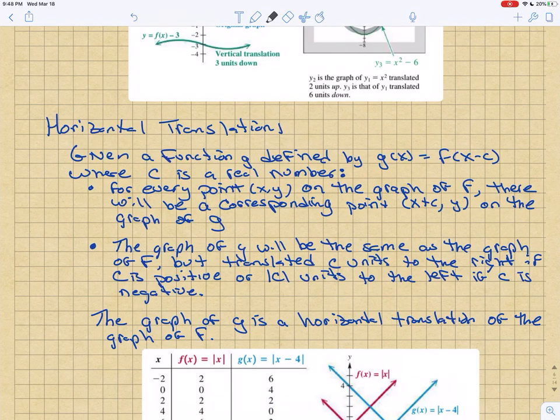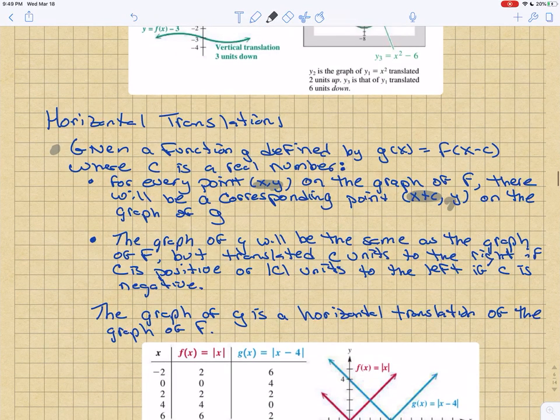Horizontal translations. Well, here we go again. Horizontal translations, Bizarro world. They're going to do the opposite of what I think. It says, given a function g defined by g of x is equal to f of x subtract c, where c is a real number. It says for every point (x, y) on the graph of f, there will be a corresponding point (x plus c, y). So I'm going to add whatever c is, if c is positive or negative.